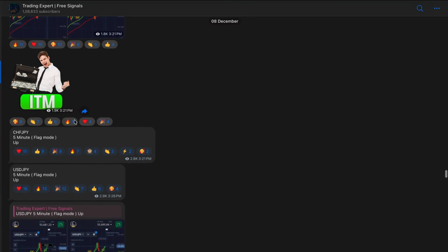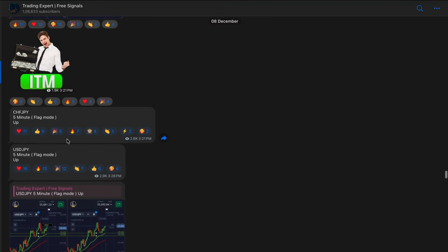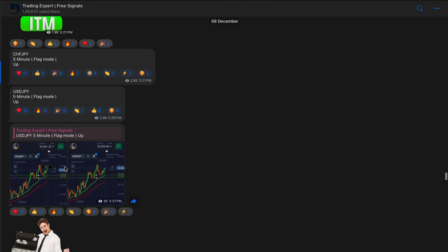The next signal was for CHFJPY 5 minutes up. This was a loss, so we skipped this trade. The market didn't move as expected. Our logic was correct.